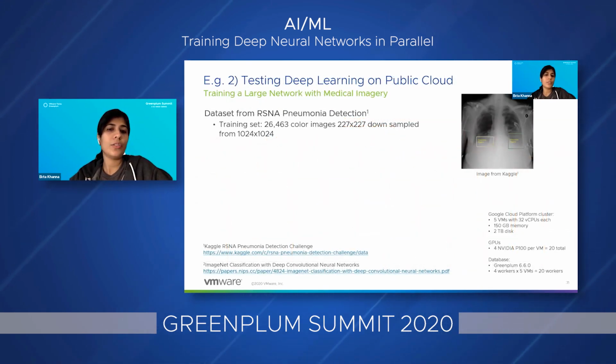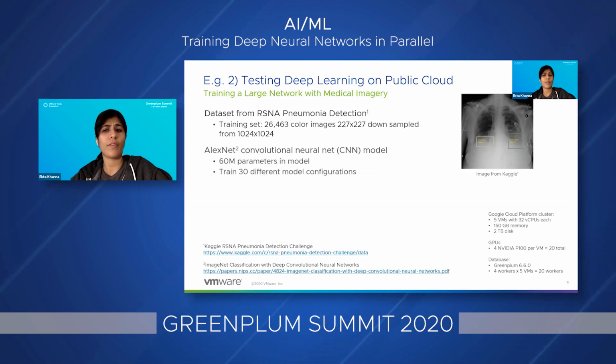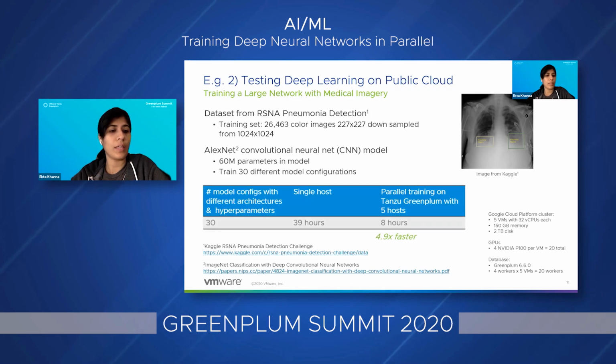So we also tested the deep learning module on Purple Cloud for the RSNA pneumonia detection set, which has around 26,500 color images with a 227 by 227 image size, which were downsized. And then we trained it using AlexNet, which has almost 60 million parameters, and we trained for 30 different model configurations. With these 30 model configurations, what we saw on a single host, it took 39 hours versus 8 hours when using Greenplum with 5 hosts. That's almost 5x faster. Next slide.